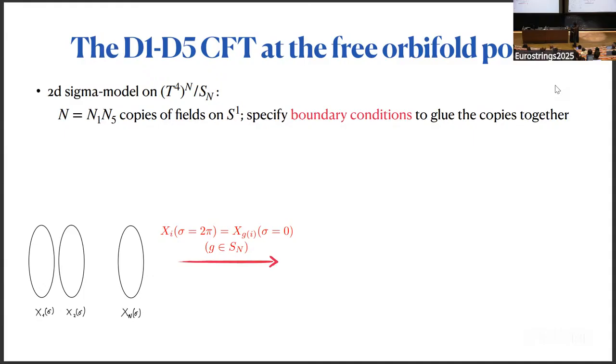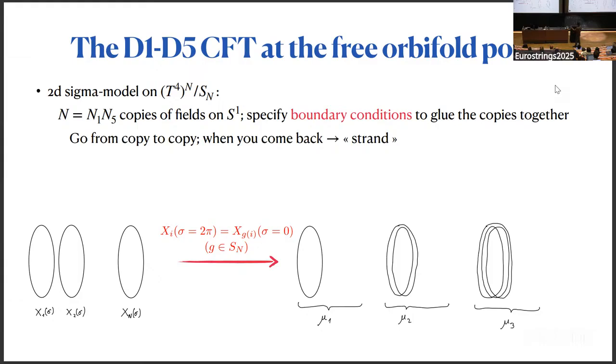So consider an element g of the symmetric group S_N. Then what the boundary condition tells you is that whenever you go around the circle, you go from one copy to another copy. So you go from a copy to another copy to another copy, and at some point you come back to your initial copy. This defines a strand. Therefore, you can have strands of length 1, length 2, length 3, and so on.